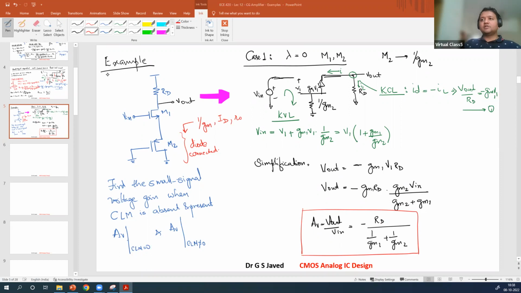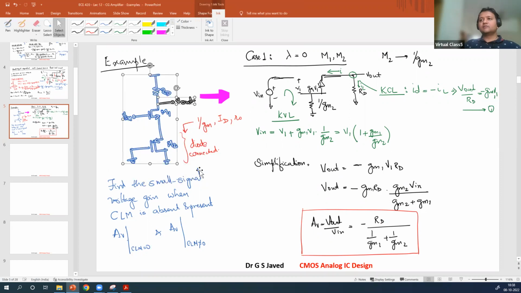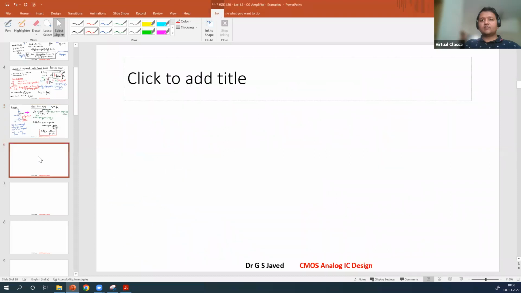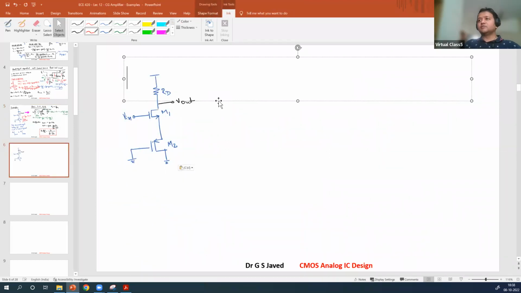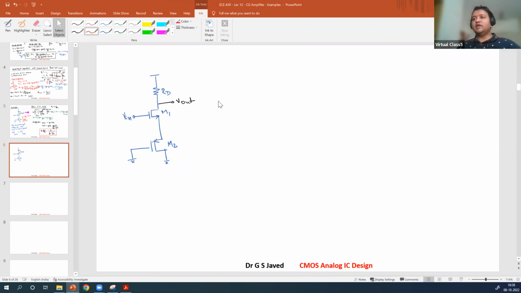Now what happens when I do the next one? We will work on case 2. What is case 2? Only one device has channel length modulation, the other device doesn't have channel length modulation. Now we are going to the more practical scenarios. Lambda is 0 for M1, lambda is non-zero for M2.